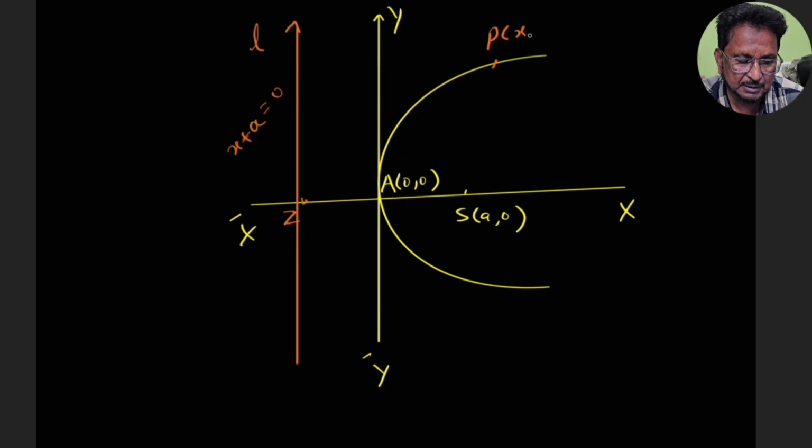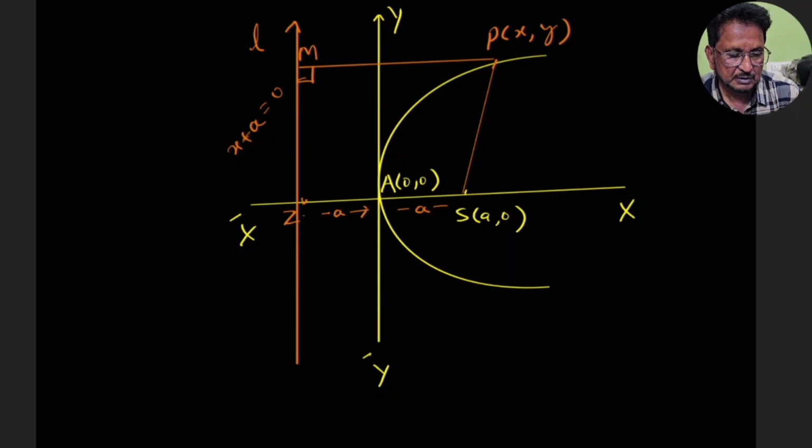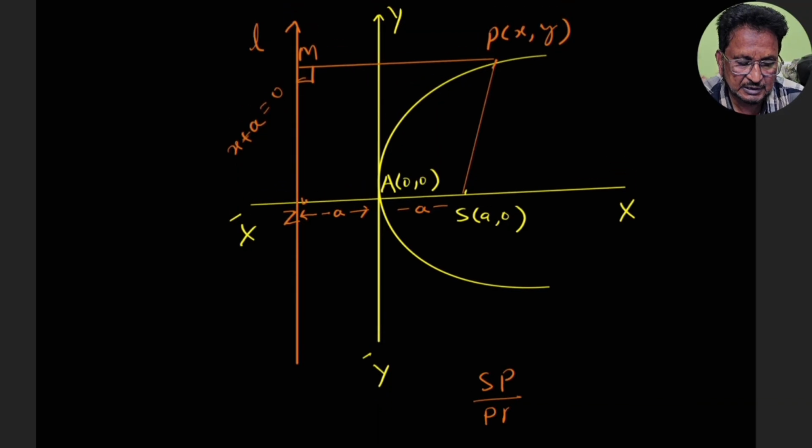Let P (x, y) be a point on the parabola. Then we know that SP by PM, where PM is the perpendicular distance on the directrix L, bear a simple ratio equal to 1 because the eccentricity of the parabola is equal to 1. And we know that SA is equal to a and AZ is also a because Z is the projection of S on directrix L. Now we know that SP by PM is equal to 1.